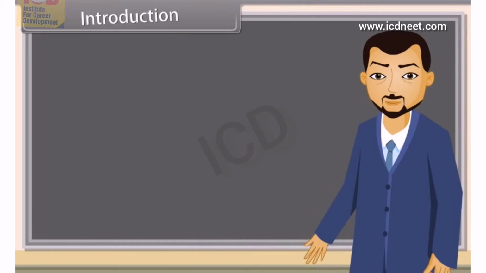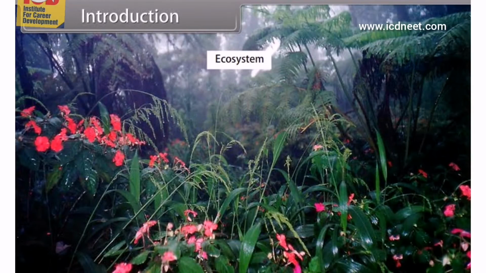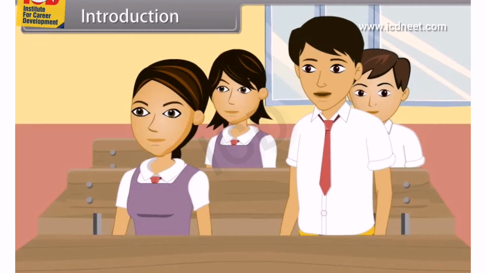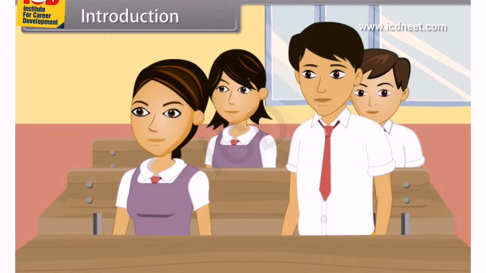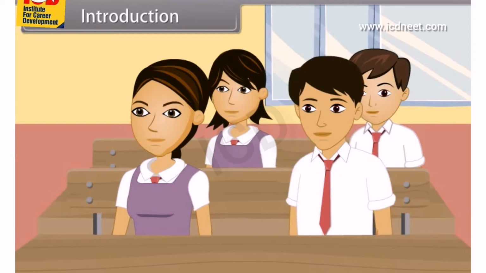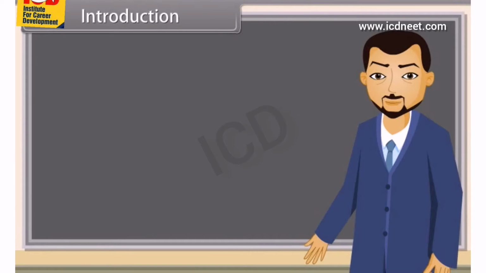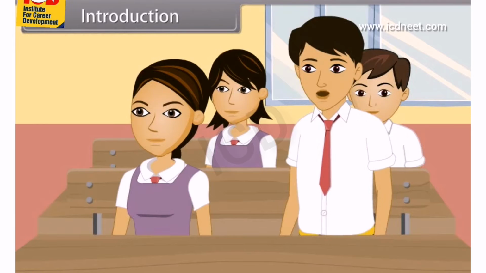Introduction. Students, today we will learn about ecosystem. Okay, teacher. Anybody knows what is an ecosystem? Yes, teacher. A system that includes biotic factors and abiotic factors functioning together as a unit. Very good. What do you mean by biotic factors? It includes all the living things.